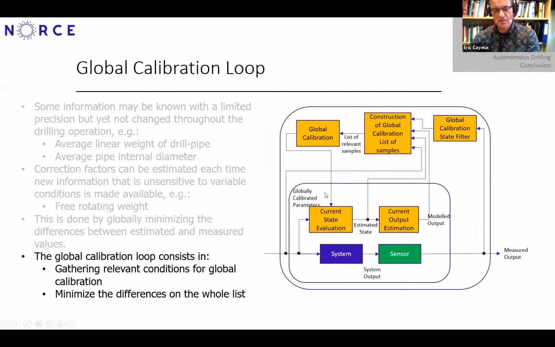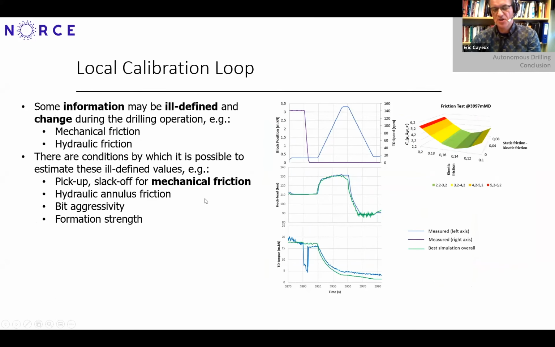Now, some of the information which is ill-defined changes through time, and that can be mechanical friction, hydraulic friction, and so forth, the bit aggressivity, and of course the formation strength. These are calculated or estimated on the fly during the drilling operation, continuously, by detecting the states which are relevant for calibrating this information. You see here the calibration of the friction test for the hook load and the torque while we are doing this friction test, and we have a remnant torque which has been trapped in this deviated well.